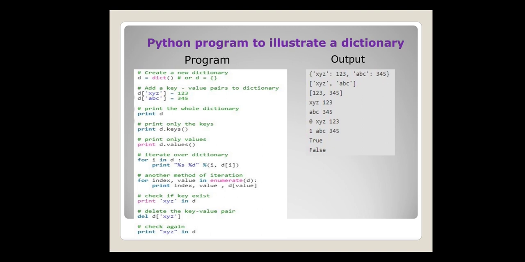After that, you are deleting the element xyz from the dictionary. There you need to use the keyword del. After using del, you need to specify the dictionary name and then the key value. So xyz is now removed from the dictionary. If you again check whether that particular key is available in the dictionary or not, it will show the answer false, because the element is already removed from the dictionary.